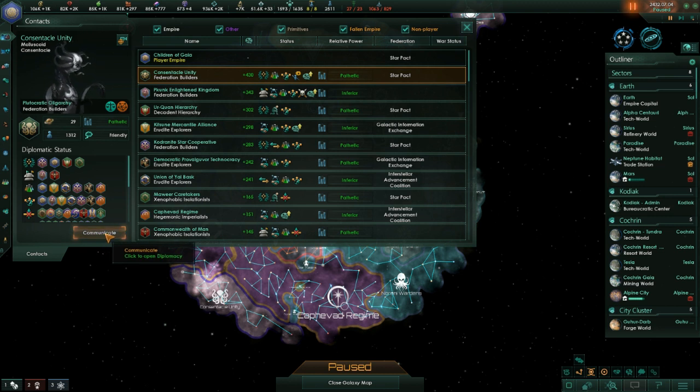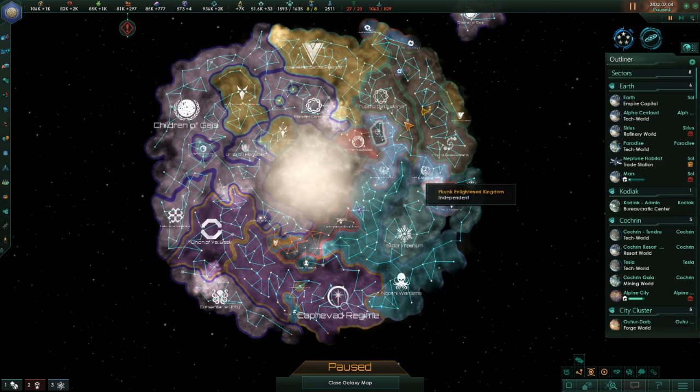Oh, before I do that, there is a little bit of organization that I want to touch up on: finding things on this map. There's a ton of ways to find information on this map. If I'm looking at this and I'm like, where the heck is the Consentient Unity?